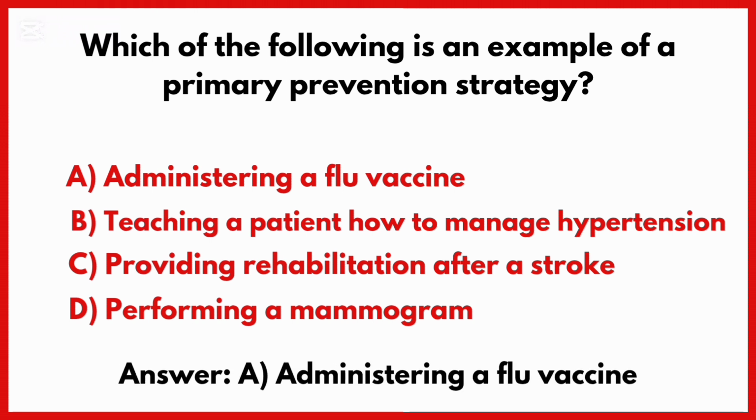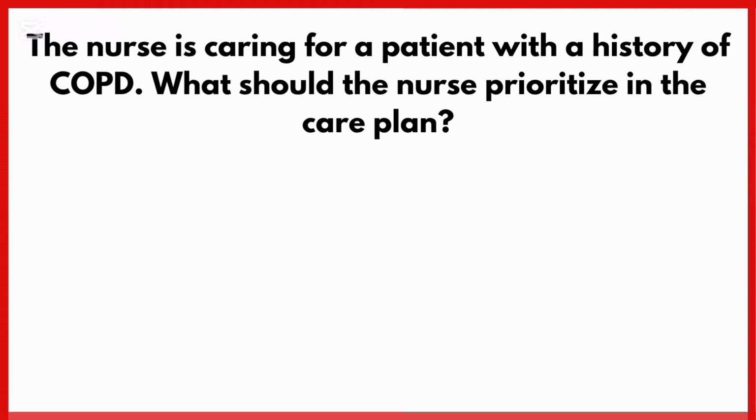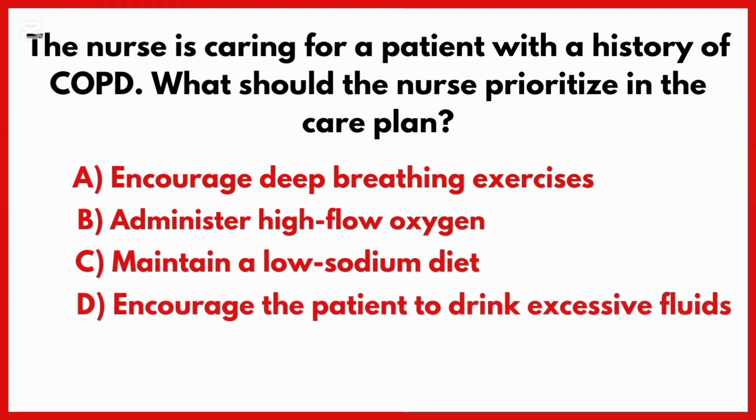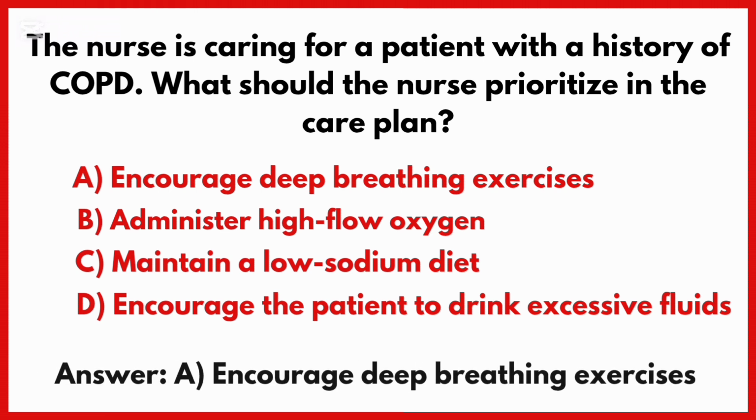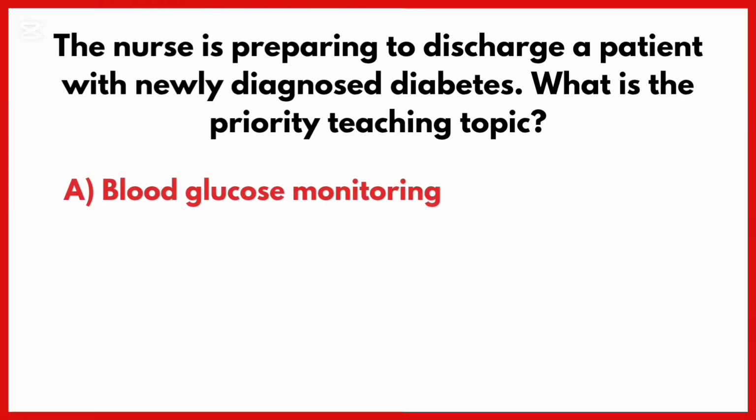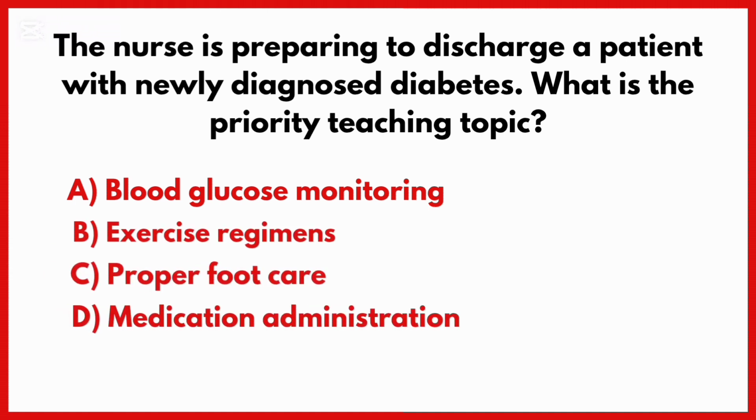Administering a flu vaccine. The nurse is caring for a patient with a history of COPD. What should the nurse prioritize in the care plan? Correct answer is option A. Encourage deep breathing exercise. The nurse is preparing to discharge a patient with newly diagnosed diabetes. What is the priority teaching topic? Correct answer is option A.